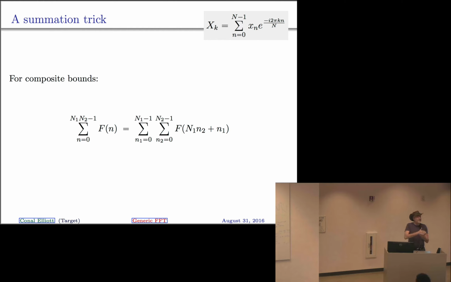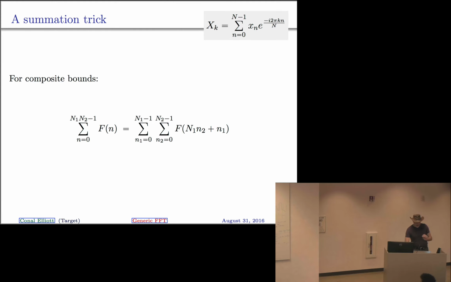If n is composite, as in it's the product of two whole numbers, then you can break down that one summation into a nested summation. And all we're doing here is representing n, the summation index, as a combination of two summation indices. Okay, so that's what it is here.